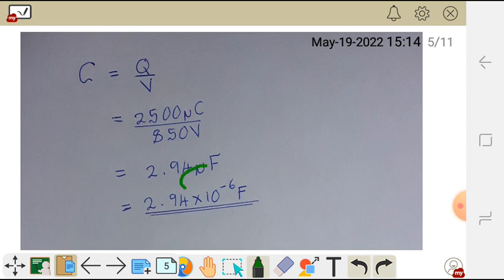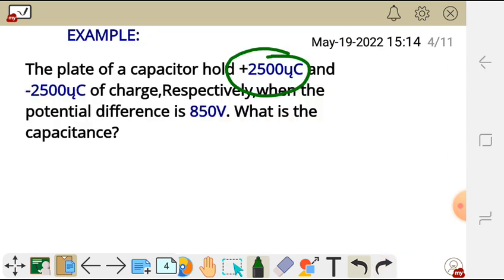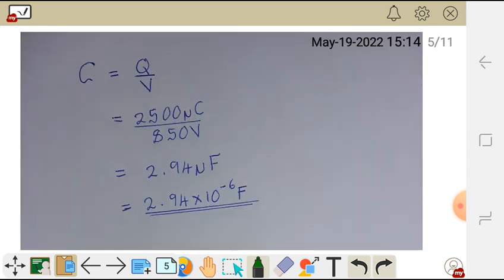The symbol micro can be represented by 10 to the power negative 6. So that is the capacitance of this capacitor with the charge 2500 microcoulomb, which is connected to the potential difference of 850 volts. This is one of the formulas you can use to calculate capacitance.